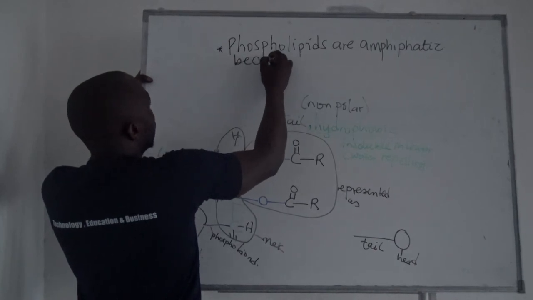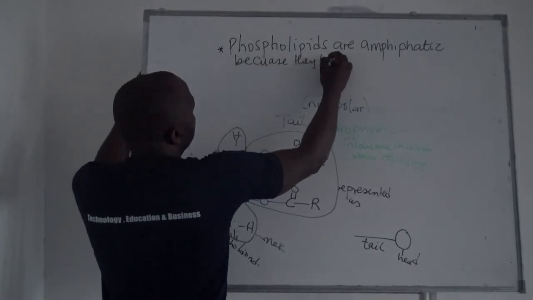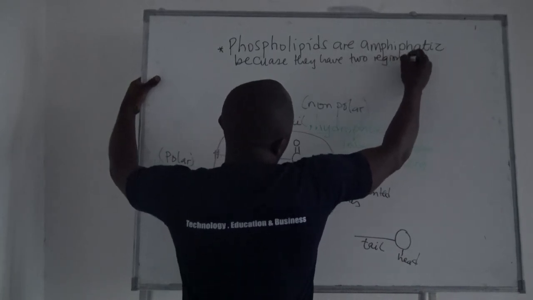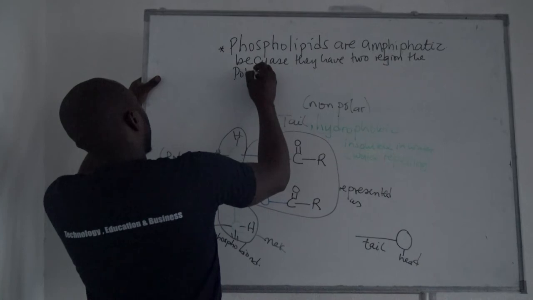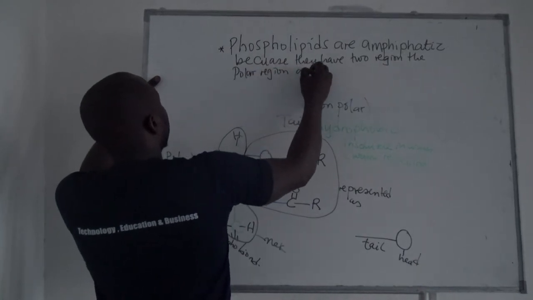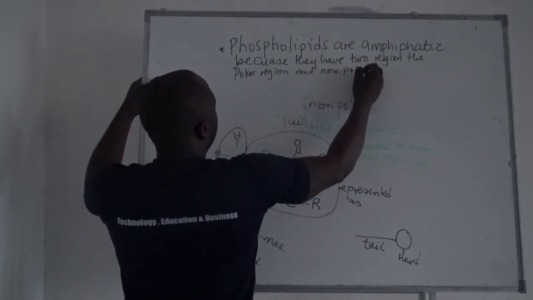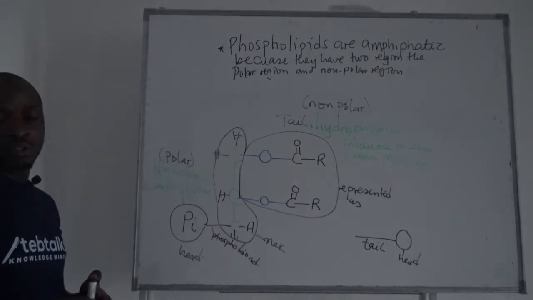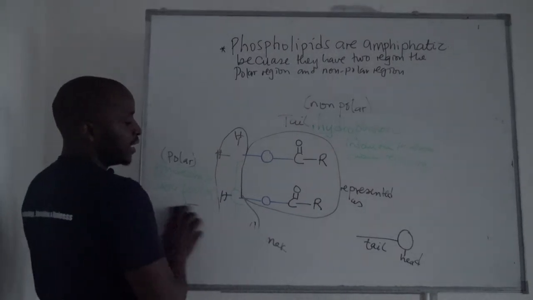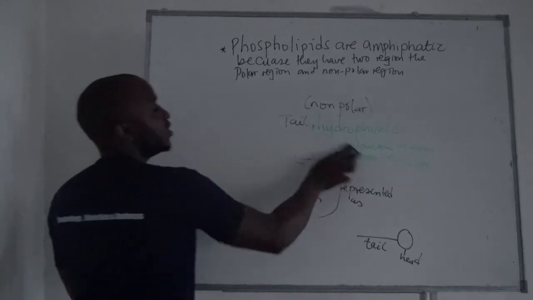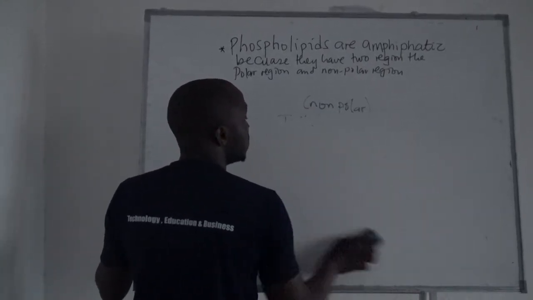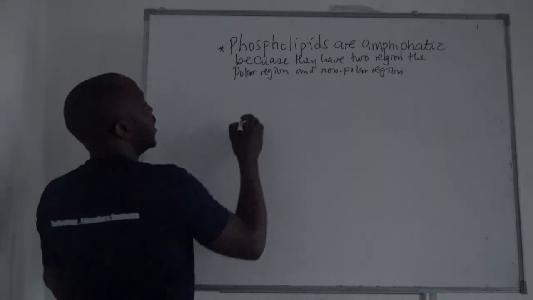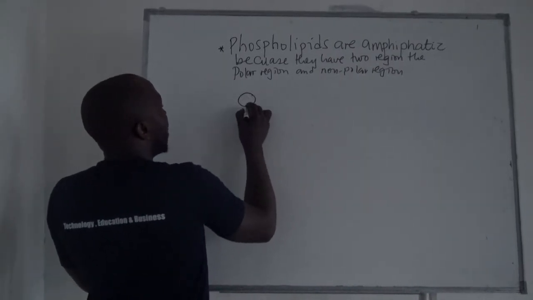An amphipathic substance, because they have two regions, the polar region and the non-polar region. The polar region and the non-polar region. So we have seen lipids in the cell membrane. That means lipids are used to form other substances like phospholipids, which are crucial components of the cell membrane. And in fact, the arrangement of lipids in the cell membrane is like this.